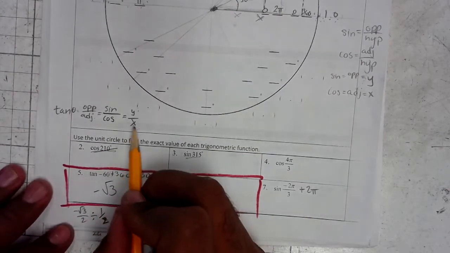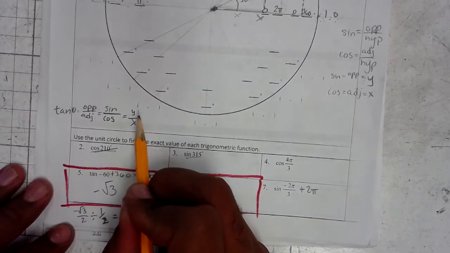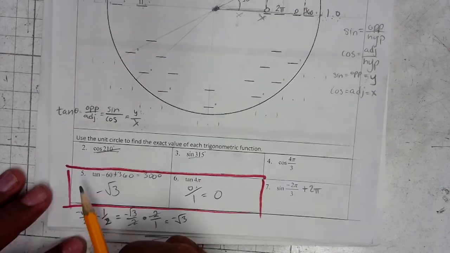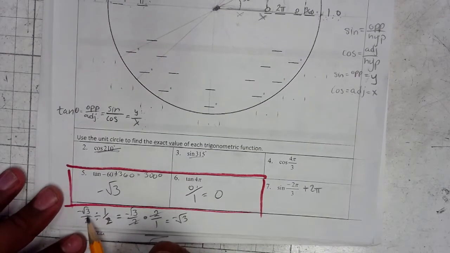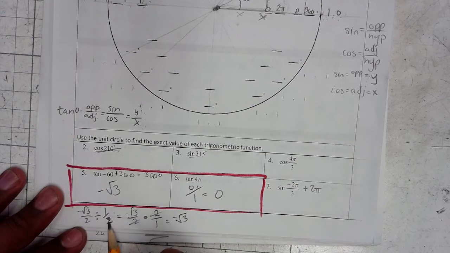All right, so then I said, okay, tangent is y divided by x. So we did the y at that point, which is negative square root of 3 over 2, divided by the x value, which is 1/2.